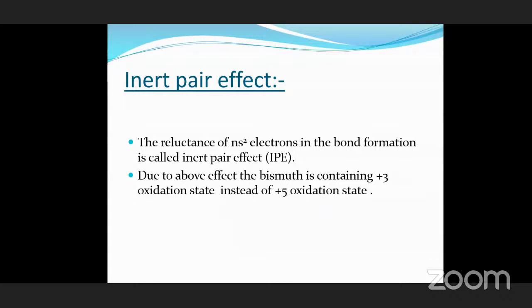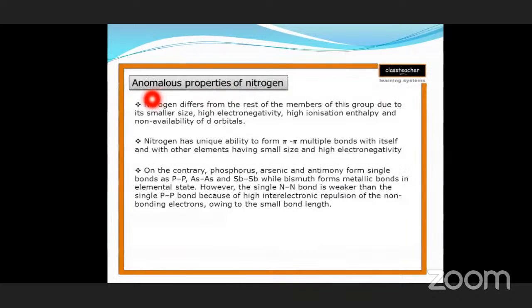Then, anomalous properties of nitrogen. An anomalous property is nothing but some special or abnormal property. Always the first element of every group will show anomalous properties. What is the reason why the first group element shows anomalous properties? Some properties are there, and I have to highlight them here.